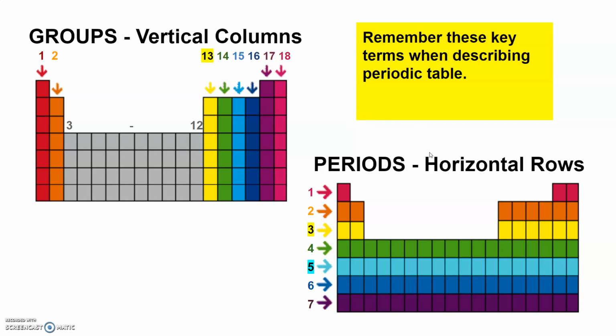To describe the horizontal rows, we use the term period. So the first row running across would be period 1, second row period 2, third row period 3, etc. So make sure you remember that we do use those terms groups and periods.